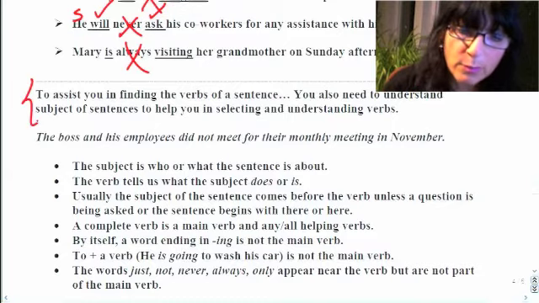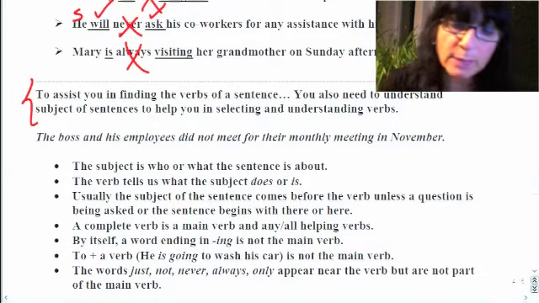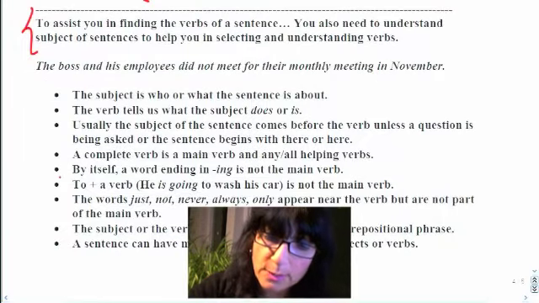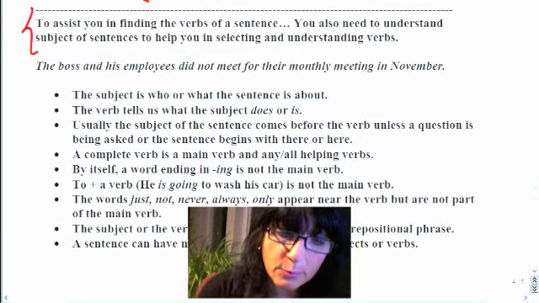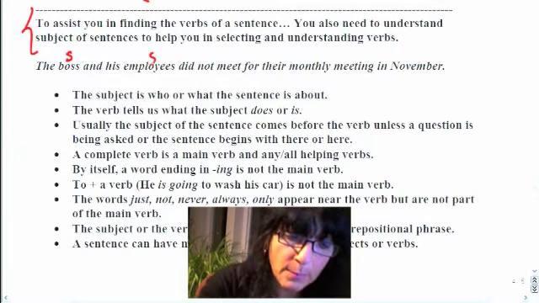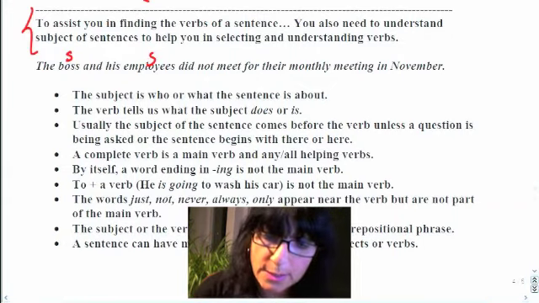So as a quick review then, and to assist you in finding the verbs of a sentence, let's just review very quickly these pointers. Here's the sentence I'm providing you with. The boss and his employees did not meet for their monthly meeting in November. Keep these points in mind. The subject is who or what the sentence is about. If you look at this sentence, the sentence would be about boss and his employees. So there's two subjects in the sentence.